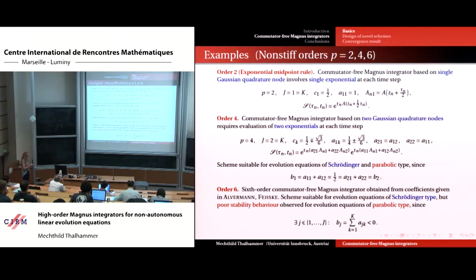And the reason is, I mentioned the issue before, also in this case you have negative coefficients involved, but what matters is the combination of the coefficients, and these combinations are positive in this case. So it's a nice method for Schrödinger and for parabolic problems, for quantum systems and for driven quantum systems where you have dissipation. If this condition, which comes out of the analysis, is not valid, so if you have linear combinations which give a negative value, then you encounter these stability issues I mentioned before.